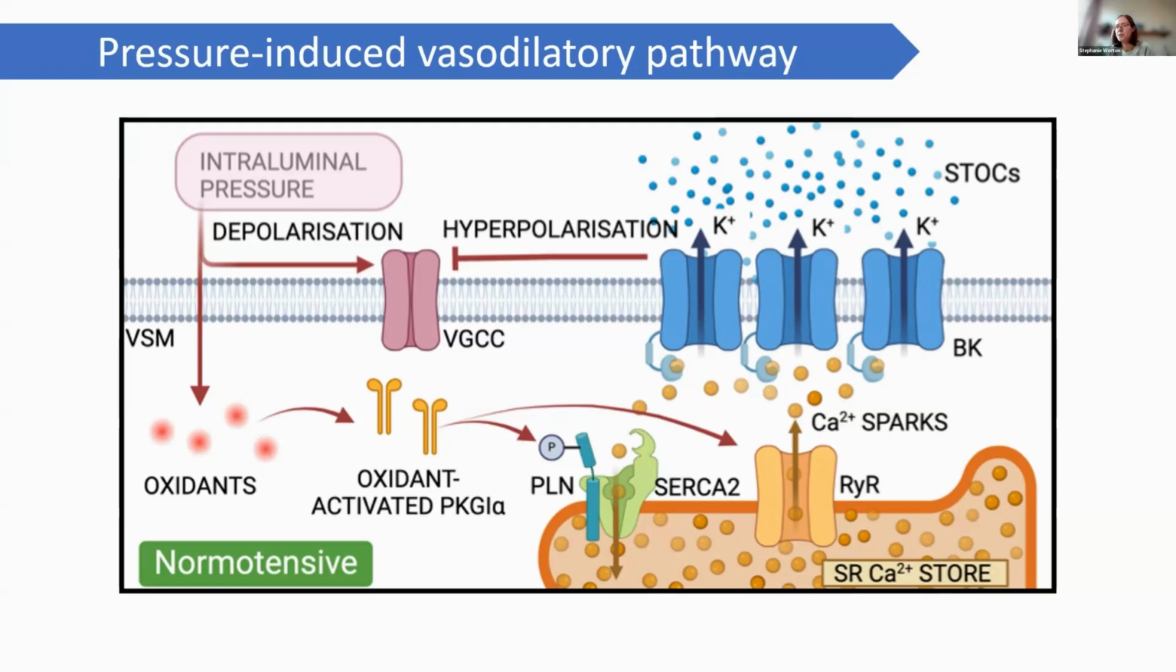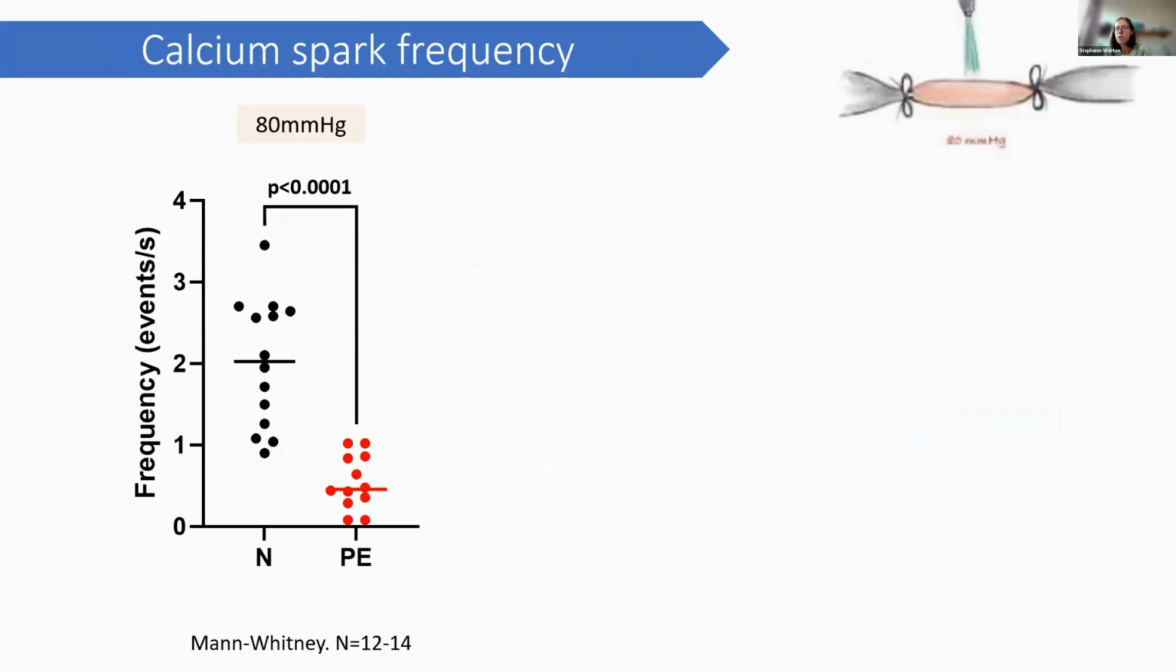That's the myogenic response. But simultaneously, pressure activates a regulatory relaxatory pathway whereby oxidants activate PKG, causing the release of calcium sparks on the ryanodine receptors, which causes hyperpolarization and relaxation. Calcium is then taken back up quickly via SERCA2, which is also under the control of oxidant-activated PKG. So our initial experiment was performed at 80 millimeters of mercury, a normal mean arterial pressure, and we went on to study sparks at a range of pressures.